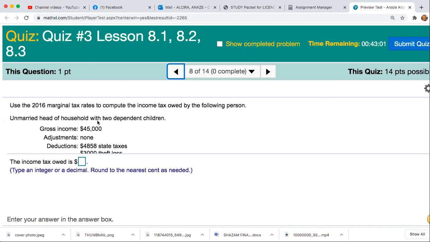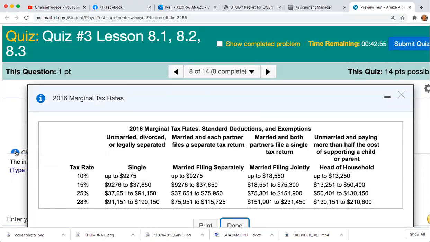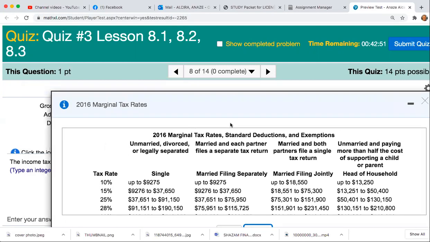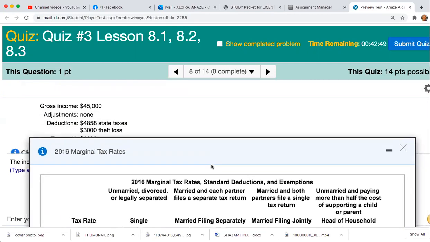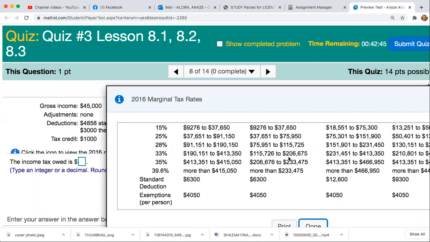And then the other thing I want to show you is this. Right now you're just brainstorming. And when you're brainstorming, go to the marginal tax table. Let me see how I can maneuver this. Okay, I'm going to go over here. Maybe not. Oh, there it is. Okay, so that should work.